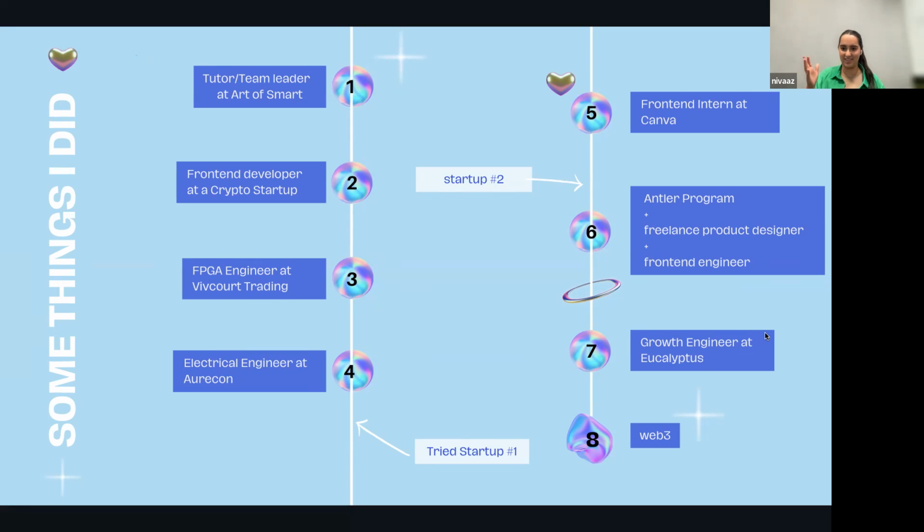After I finished up at Canva, 2020 happened. I decided to drop out of university and do the Antler program because I really wanted to build my own startup. It didn't work out for me, but I ended up freelancing for a bunch of the startups that came out of the Antler program, pretty much as a product designer, with a little bit of front-end engineering and some social media management as well. From there, I became a growth engineer at Eucalyptus. I was there for about 18, 19 months. That was super interesting, looking at the health tech space and working on growth initiatives from acquiring customers to educating them and then retaining them in the long term.